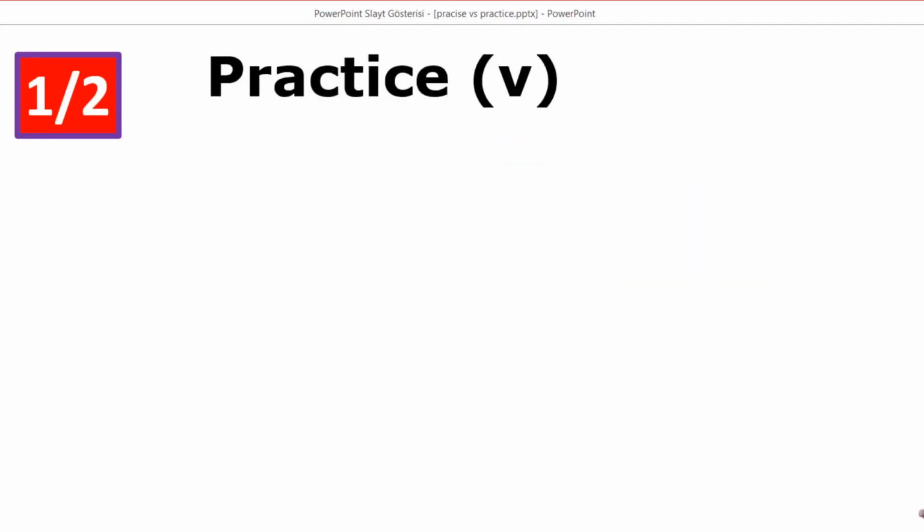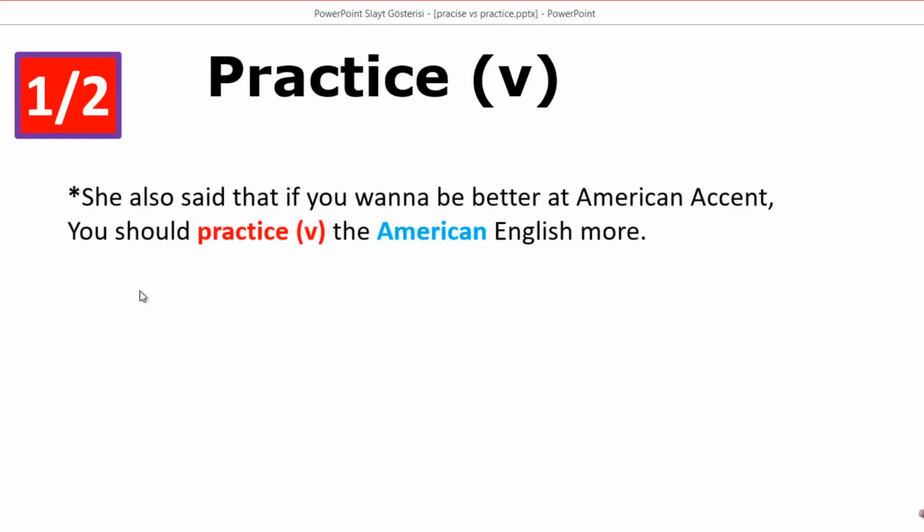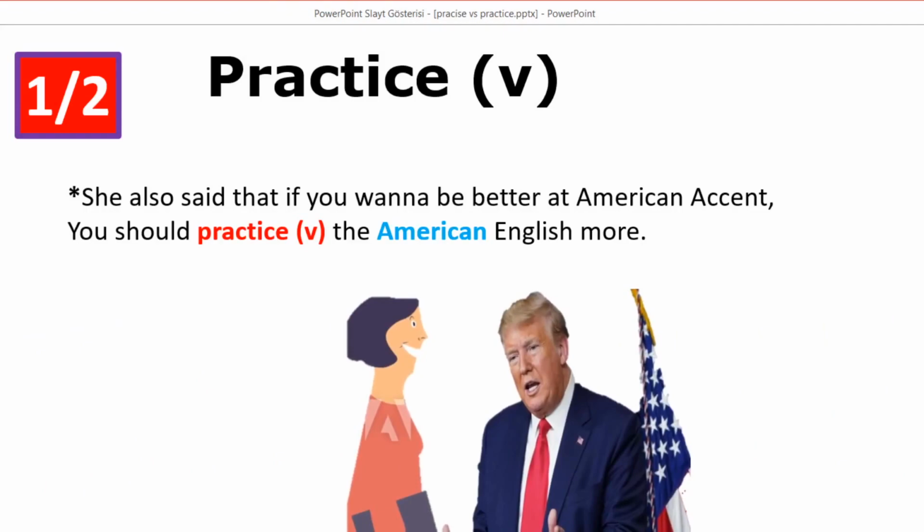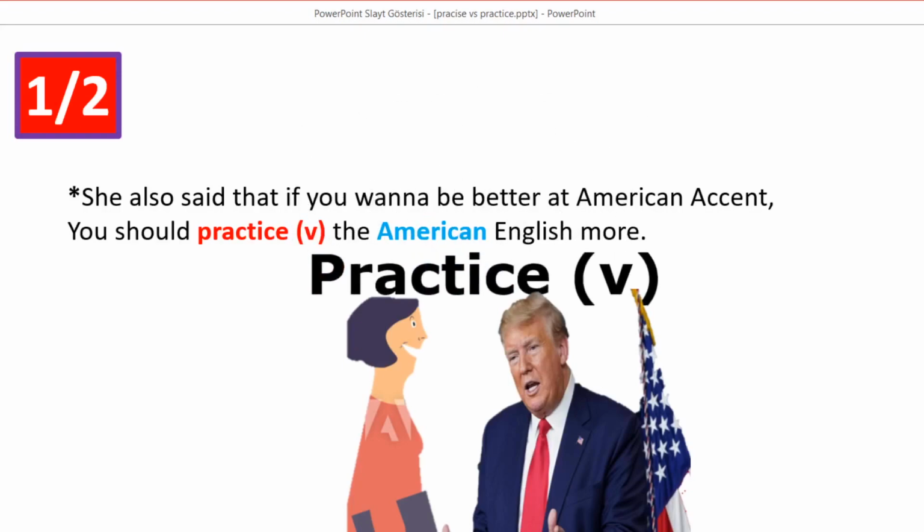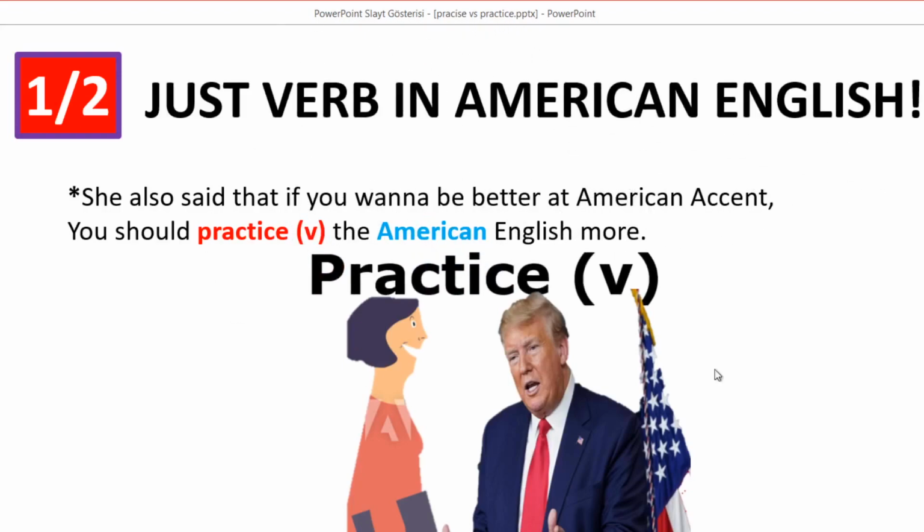Practice with C. In the second example, she also said that if you want to be better at American accent, you should practice the American English more. It's the verb. Let's make more practice in American English because we want to make our American accent better. Practice is the verb one. The verb practice with C is just a verb in American English, not in British English. Don't forget, practice with C is used as a verb only in American English.